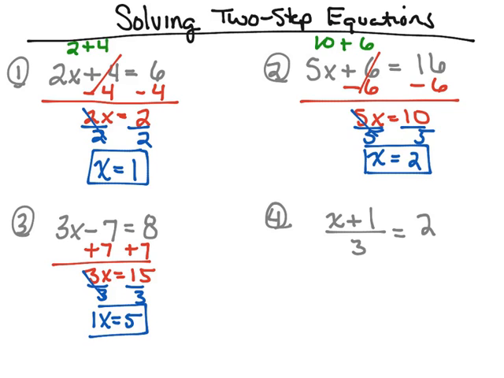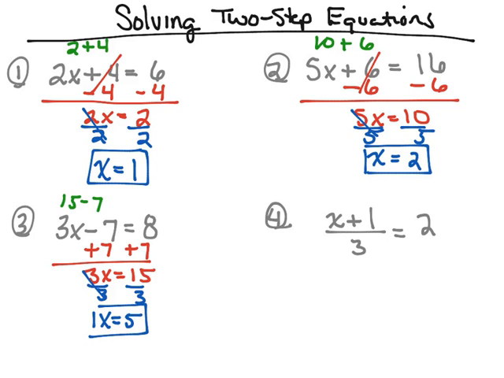Once again, I'm just going to real quickly check my work here. If I replace x with a 5, notice 3 times 5 would end up being a 15, and then if I subtract 7 from that 15, 15 minus 7 still equals 8. So we know we have the correct solution. Alright, let's take a look at number 4.